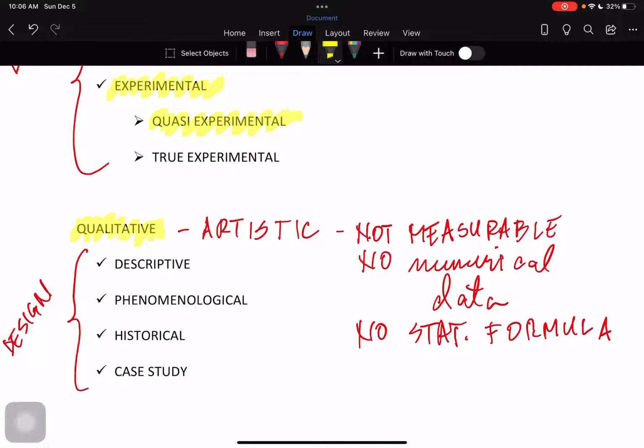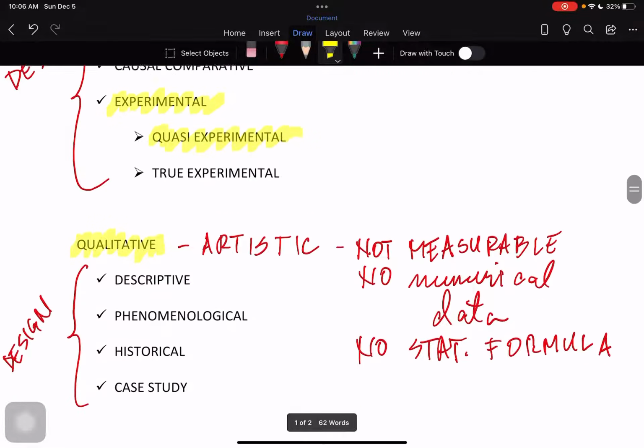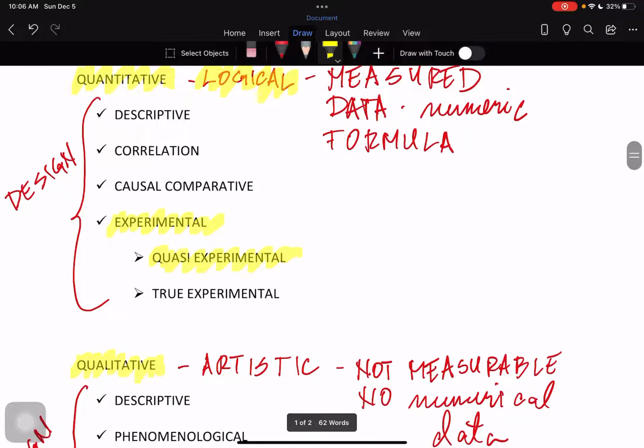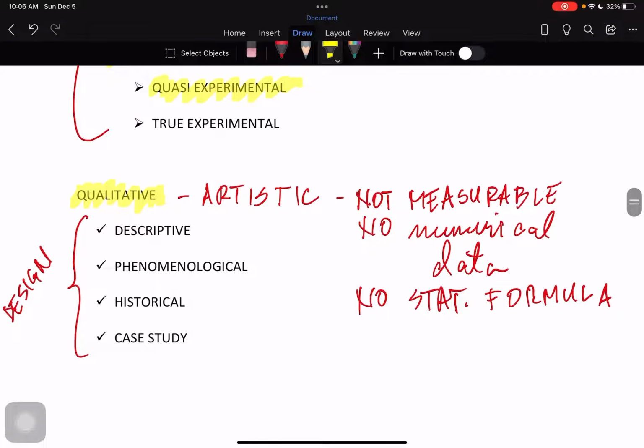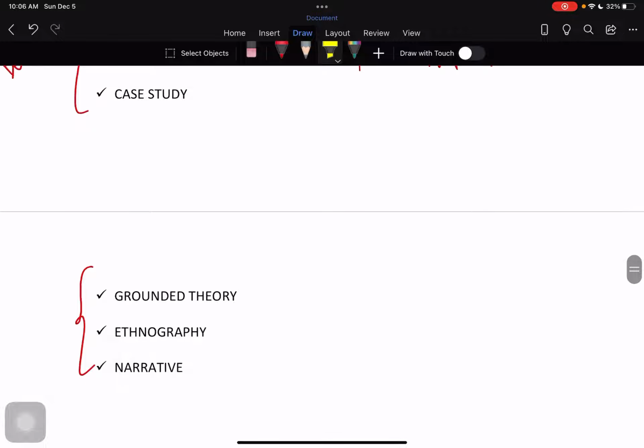than quantitative research. Okay? Because of the time, effort, and energy needed in order to accomplish a qualitative research, a limited number of respondents are usually used in qualitative research. Okay, so that is the explanation why we have descriptive in both qualitative and quantitative research. And then aside from that, you have phenomenological, historical, case study, grounded theory, ethnography, and narrative.